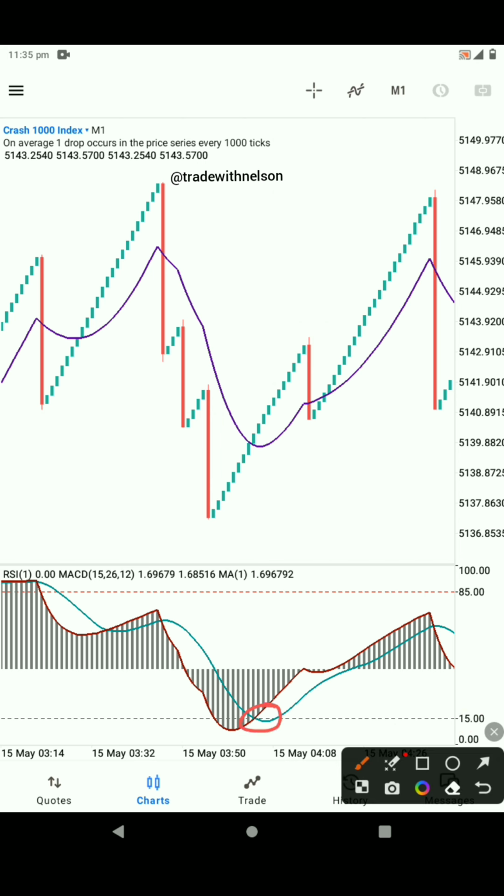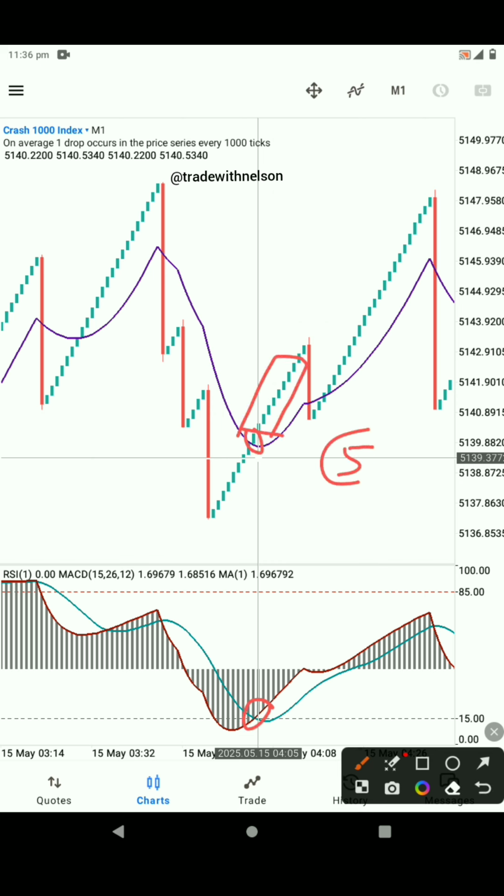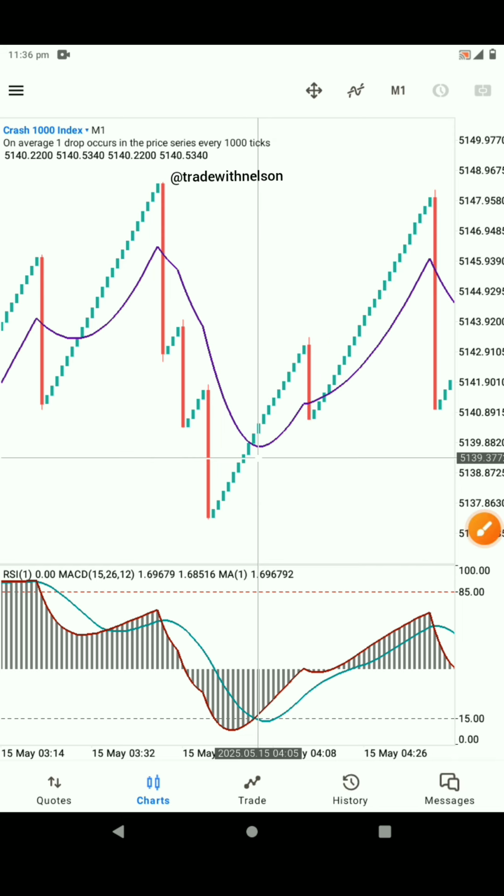So you want to wait for the cross of the MACD and the moving average. At the same time, you want to see the candle goes above the moving average. Cross goes above, enter your buy and count your 5 candles. So the market spike to the downside and then still continues to generate up candles.